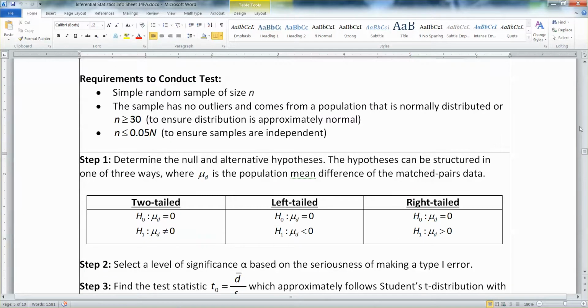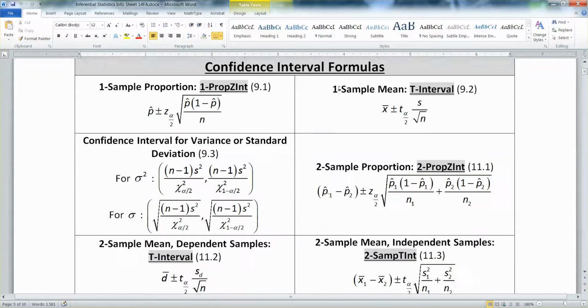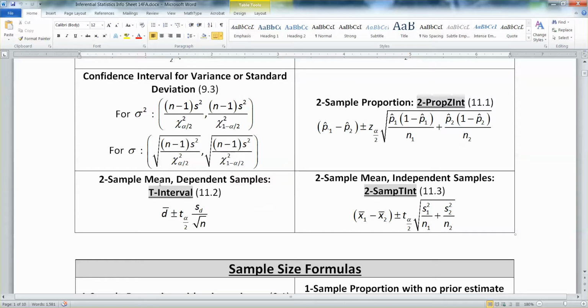Just a reminder as well, on the front page of your inferential statistics sheet, you can see, there it is. There's the t-interval that we're talking about right here. So that's the one for 11.2.